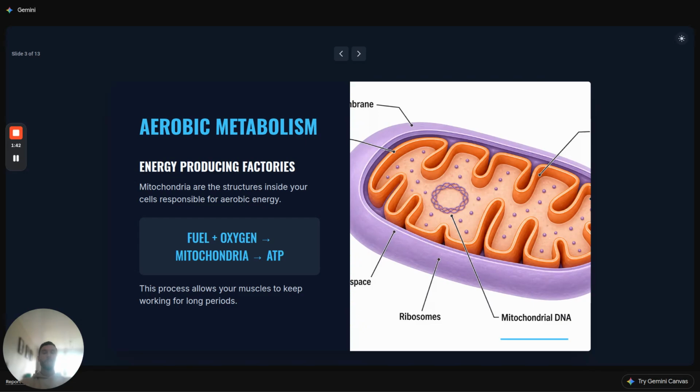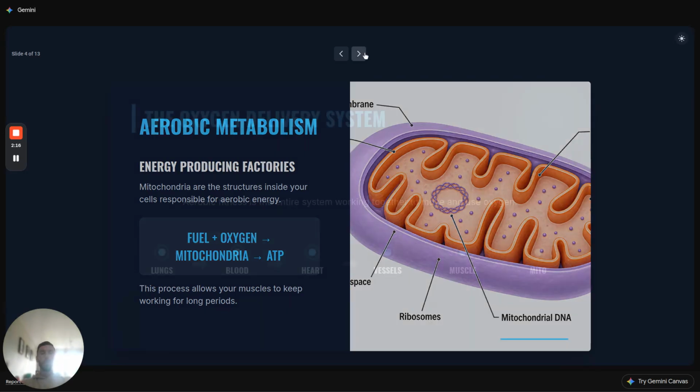Now, mitochondria are structures inside your muscle cells that are responsible for producing a lot of your aerobic energy. So you can think of them as little energy producing factories. They take the fuel you've got available and, using oxygen, produce ATP, and that ATP can then be used by the muscles to contract. So that in a nutshell is aerobic metabolism. Now, you don't need to remember all the individual chemical reactions to understand the basic concept. What matters is understanding the process. You need fuel, you need oxygen, your mitochondria use them to produce ATP, and ATP allows your muscles to keep working.